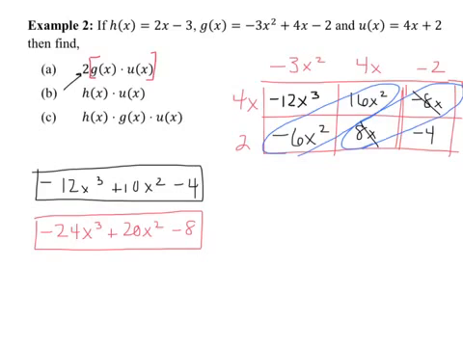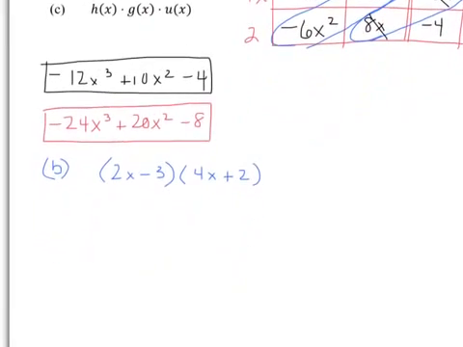Now let's take a look at part B. Part B wants us to do h of x times u of x. They're both binomials, so this is where we're going to take a look at FOIL. So let's go ahead and write this out. For part B, h of x, that's 2x minus 3, times u of x, which is 4x plus 2. So we're simply multiplying these.